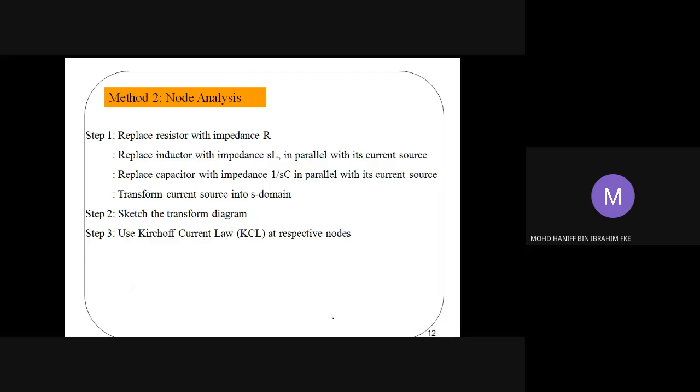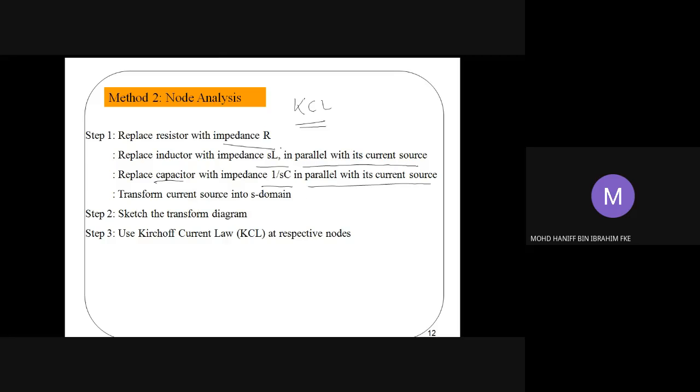This is the second method, in which if you want to solve the circuit using node analysis, the method that needs to be used here is the Kirchhoff current law, the KCL. This is the step that needs to be taken. Replace resistor with R in the S domain. For the inductor, we need to transform into the impedance SL, which is in parallel with the current source, as what we have learned in the previous slide. And for the capacitor, transform it into the impedance of 1 over SC, in parallel with the current source also, as what we have learned before.